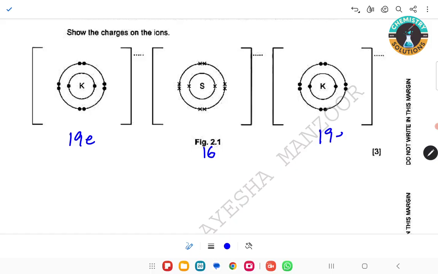Potassium again has 19 electrons, and it is present in the first group. It will lose its one electron. After losing one electron, it will gain a 1 plus charge. Sulfur will gain a 2 minus charge. Again, potassium will gain a 1 plus charge. So here we have to draw the valence shell. It will lose its outermost, its one valence electron. The rest of the electrons will be drawn like this.